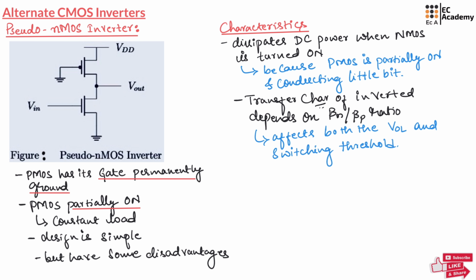So here you need to remember that unlike a complementary CMOS inverter, which only uses power during switching, the Pseudo-nMOS inverter dissipates DC power when NMOS is turned on. So this DC power dissipation is because PMOS is partially on and it is conducting a little bit. So here the transfer characteristics of the inverter depends upon beta n by beta p ratio. So this ratio will affect both output low voltage and switching threshold.